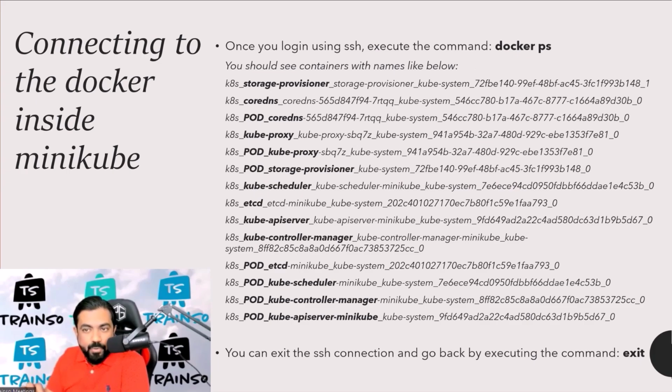After login, type docker ps. You should see containers with names like k8s storage provisioner, k8s coredns, k8s POD coredns, k8s kube-proxy, k8s POD kube-proxy, k8s POD storage provisioner, k8s kube-scheduler, k8s etcd, k8s kube-apiserver, k8s kube-controller-manager, k8s POD etcd, k8s POD kube-scheduler, k8s POD kube-controller-manager, k8s POD kube-apiserver minikube. Once you explore whatever is running with docker ps, you can exit by just typing exit.